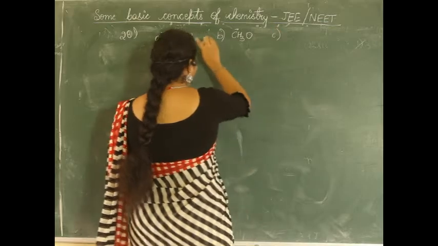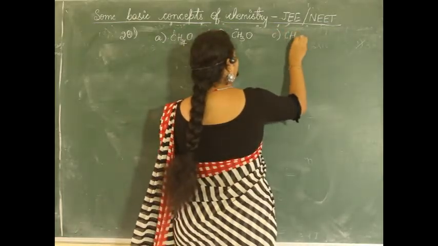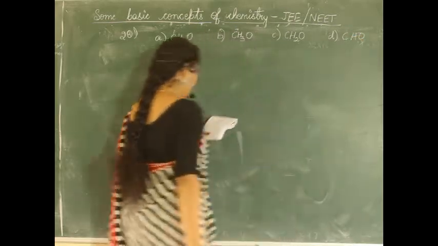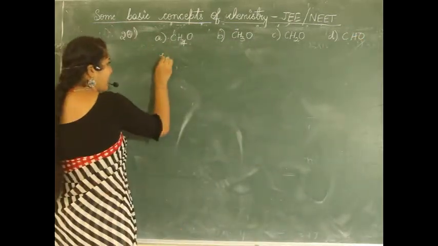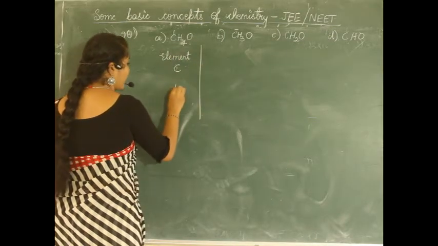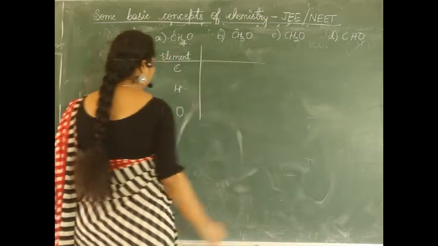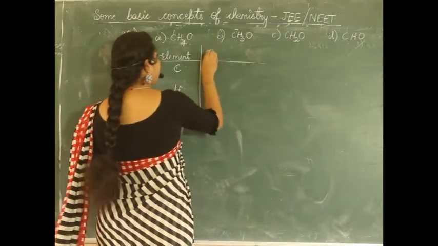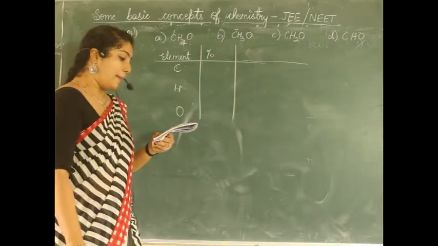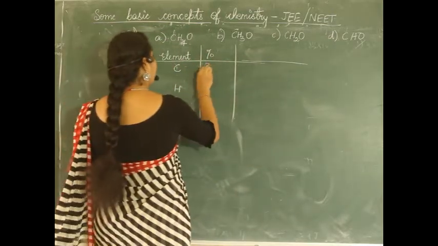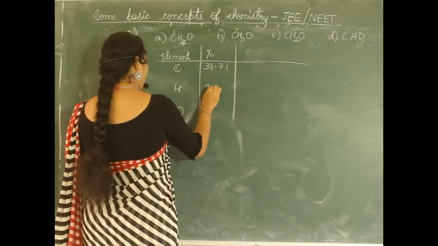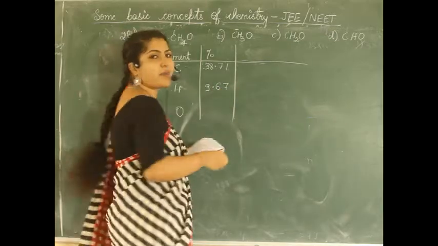Let me write down the options. Option C is CH2O. Option D is CHO. Okay, so first let us write the elements given. Which are the elements given? Carbon, hydrogen and oxygen. Right? Next, percentage. This is very important now. What is the percentage given? Percentage of carbon is said to be 38.71. Percentage of hydrogen is said to be 9.67. What is the percentage of oxygen?